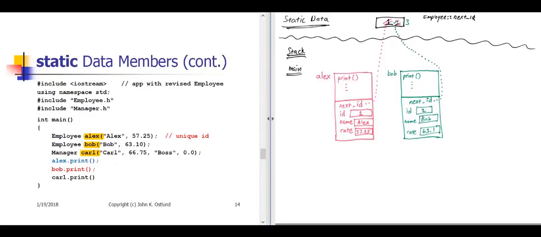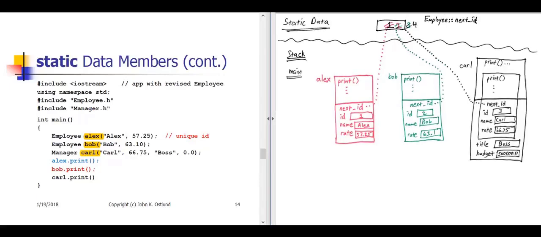Then the third thing that happens is that the manager Carl is created. Carl is a kind of employee. Carl contains within itself an employee and also has additional member functions and data members at the manager level. Notice that using Carl we can access the manager print function, which is our override. If we wish, we can also access the underlying base class print function by saying employee::print if we want to. NextID is available for use by the member functions operating on Carl.